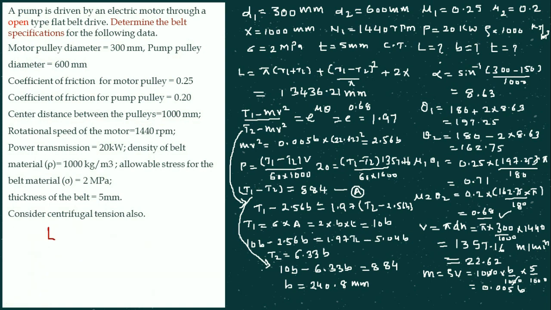Hence finally we could find out the dimensions or the specifications of the belt, that is length is equal to 36.21 mm, width is 240.8 mm, and thickness we know is already 5 mm. So in this way we can solve the numericals on the belt drive.